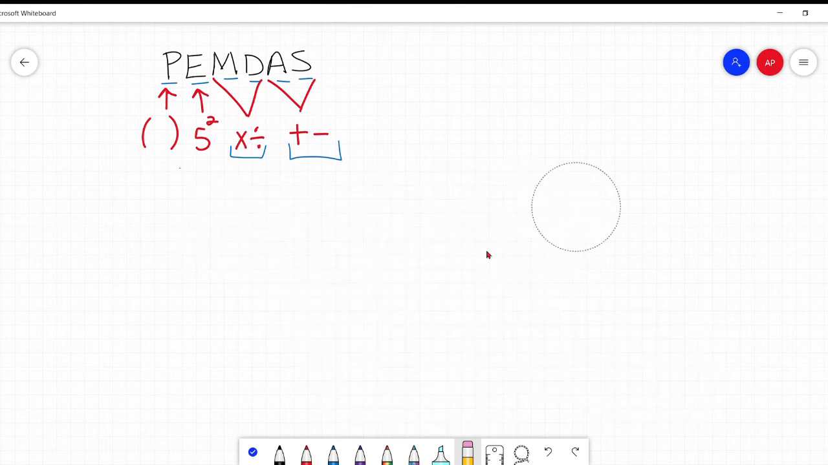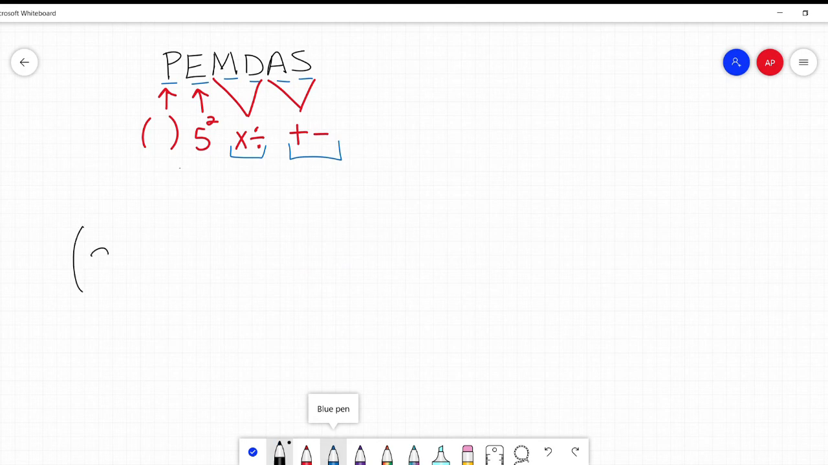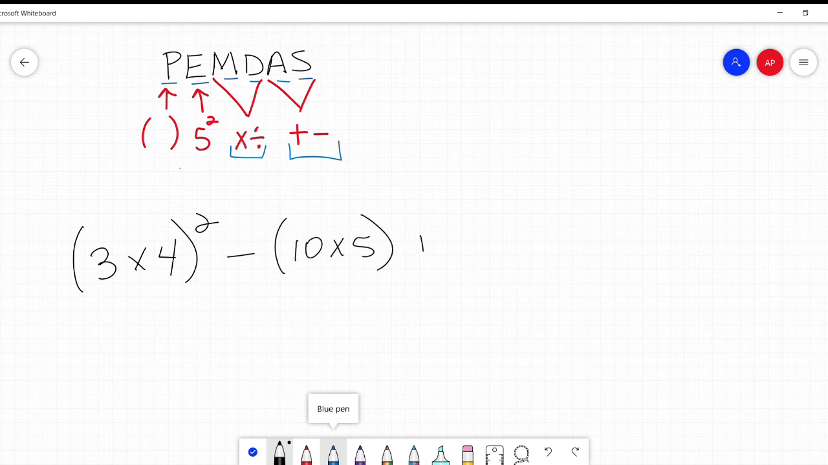Now this can get very complicated when you have a lot of things going on. And a lot of times on tests they will try to trip you up and throw a lot of very complicated things. And they can be very, very long. But just do it step by step, bit by bit, and you'll get the right answer. So let's say, okay, let's say 3 times 4 squared minus 10 times 5 plus 3 divided by 6 minus 17 times 2. I have no idea what this is going to come up with. Let's see what happens.